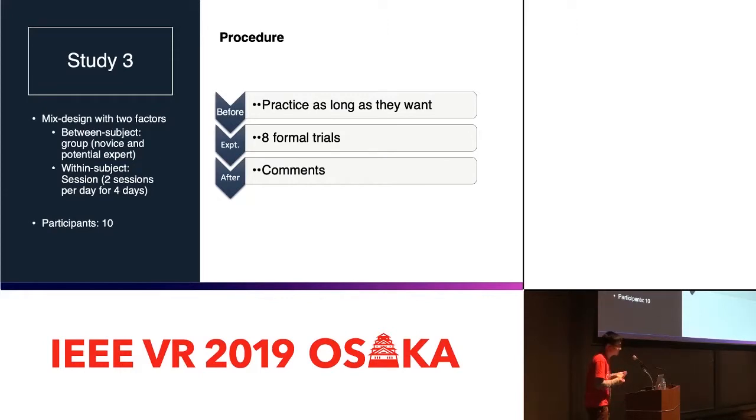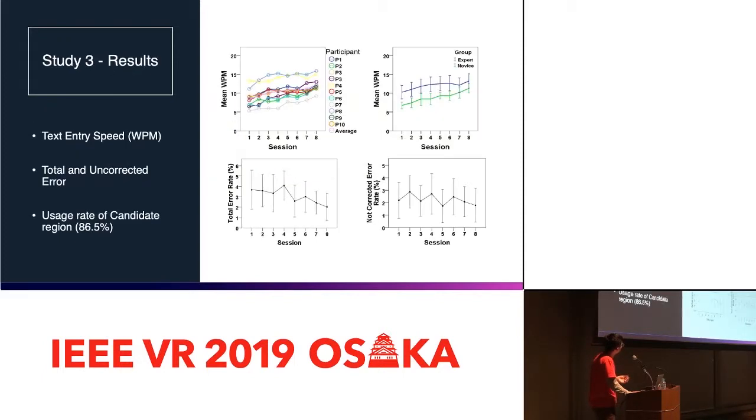So in the third study, we wanted to see how good RingText can be for longer-term usage. The study is a mixed design with 2 factors. The between-subject factor is group. We have novice users and potential expert users. The potential expert users are from the second study. The within-subject factor is session. We have 8 sessions in total, 2 sessions per day, for 4 days. We had 10 participants join the study.